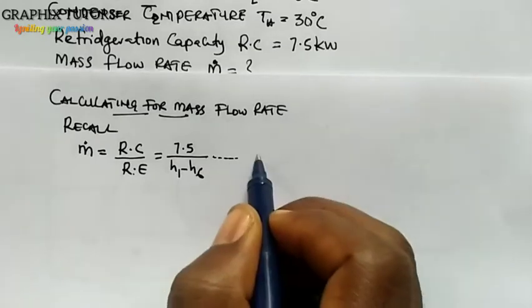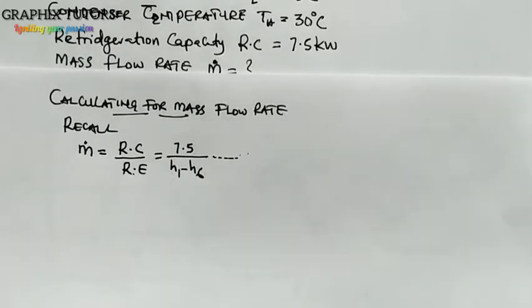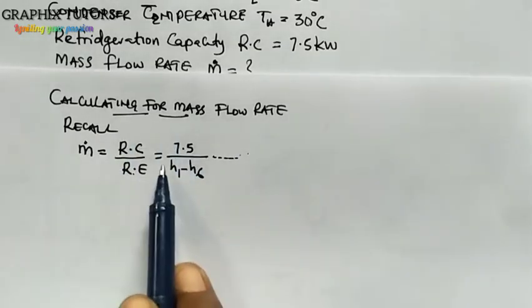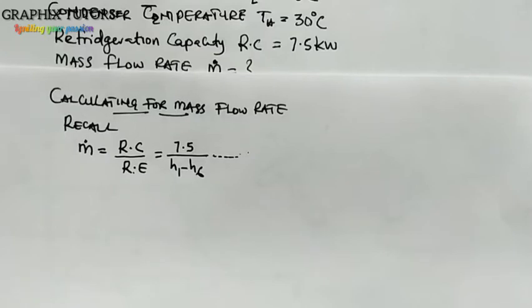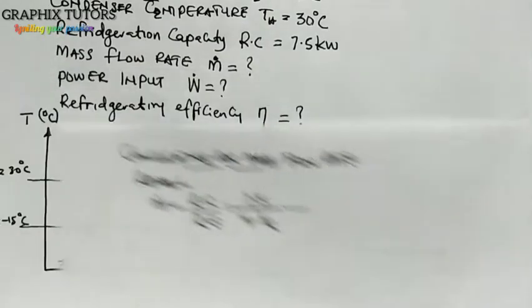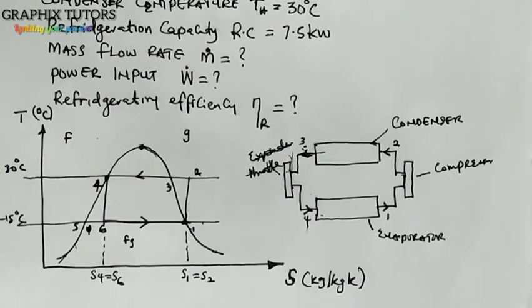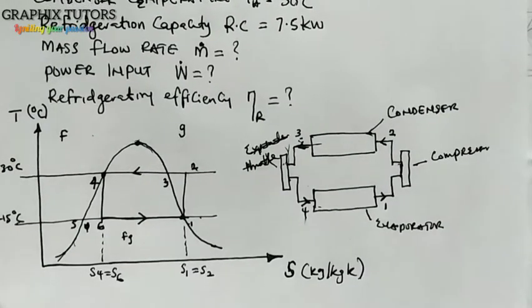I'm looking at my equation 1. Before you do all of this, you first of all write all the values of your entropy and your enthalpy. So that is what I'll do. Then I'll come back to this point here. Now at this point, if I calculate for my enthalpy at state 1, let's see.